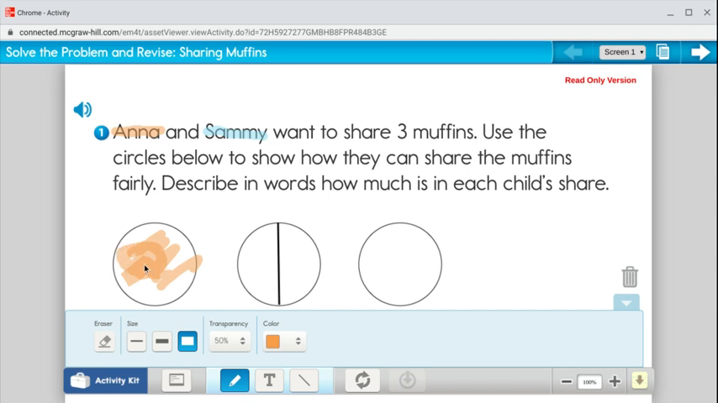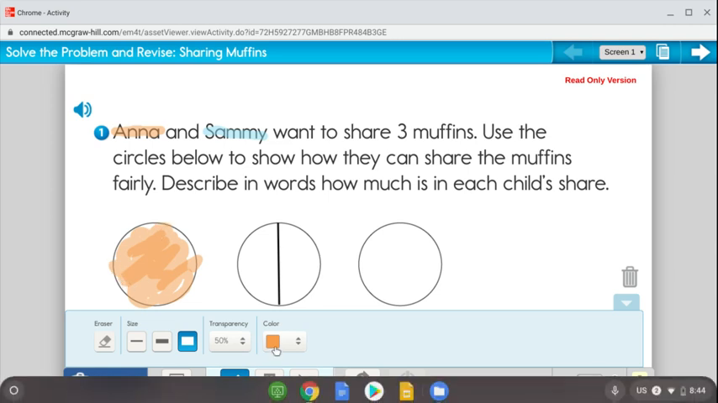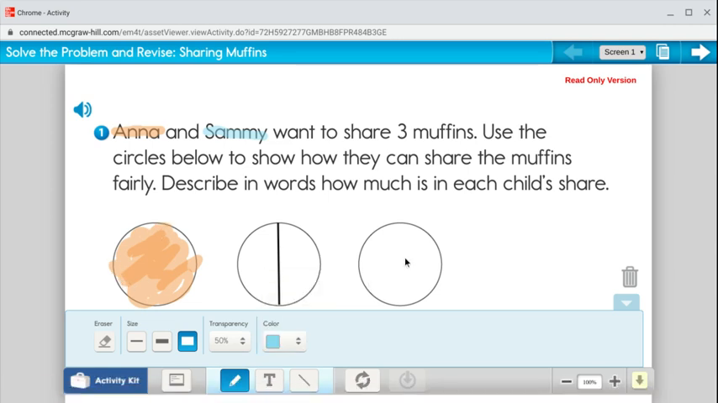I'm going to color that in a little bit more. Apologize for my computer coloring here. Trying my best. All right, so that's going to be Anna's. Sammy can also get a whole muffin. So they're each going to have one whole muffin, right? So that's equal. And then what we need to do is give them each a part of the 3rd muffin.